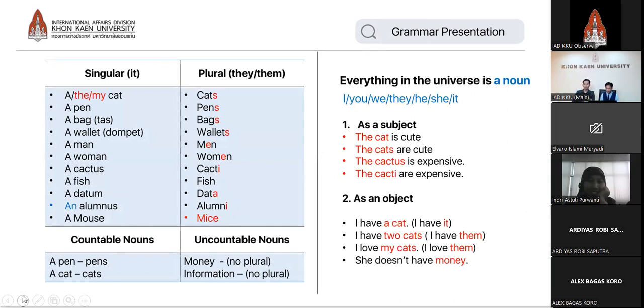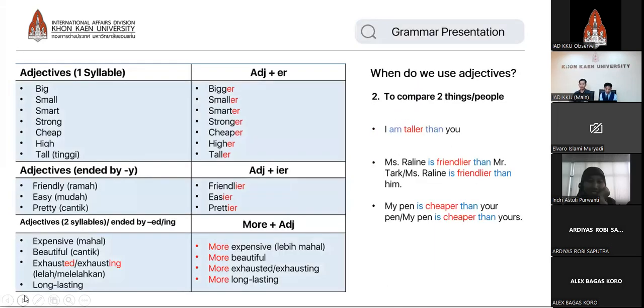And this is the nouns. Probably you're wondering why I say "the cat is," not "the cat are." I think you know it's because when it's singular, we use a singular verb, and when it comes to plural, we use plural forms. We cannot say, "the cacti is expensive," because cacti is plural, from the cactus. Bacterium, bacteria, something like that. I just want to remind you again: this is the way you use it.